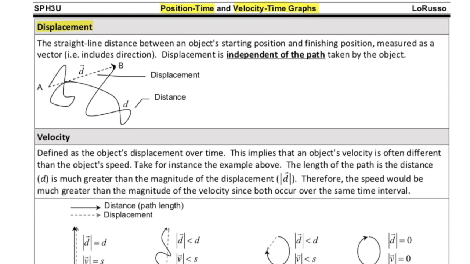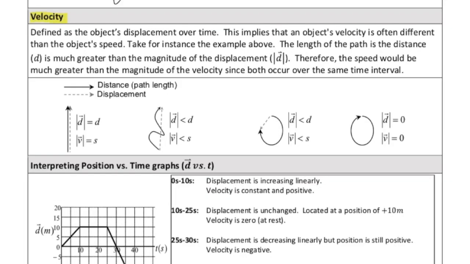So again, distance refers to the length of the path traveled. So as we move along, the distance is represented by the length of what we did here in red, and there's no direction associated with it. Whereas the displacement, that is represented by the straight line vector connecting our starting point A with our endpoint B. And velocity is defined as the object's displacement over time, where speed is distance over time.